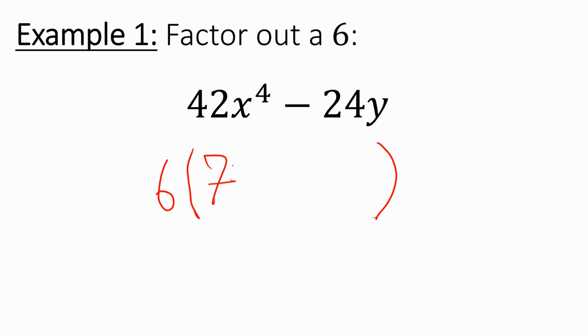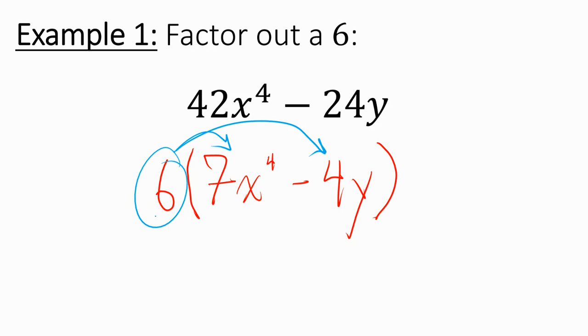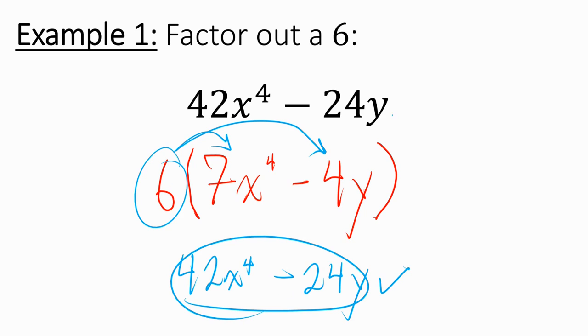And then nothing happens with this x to the 4th. Bring down the minus. What's 24 divided by 6? Well, it's going to be 4. Nothing happens to this y. If I want to check that my answer is right, I can distribute this 6 back out. So indeed, 6 times 7x to the 4th is 42x to the 4th. Bring down my minus sign. And 6 times 4 is 24y. So yes, this is the original back.